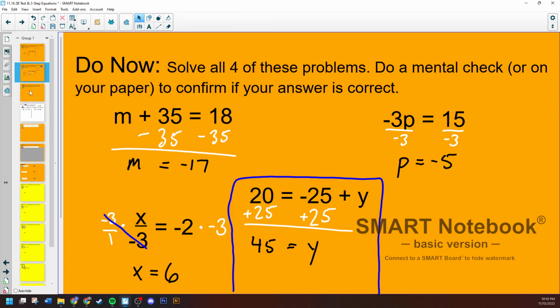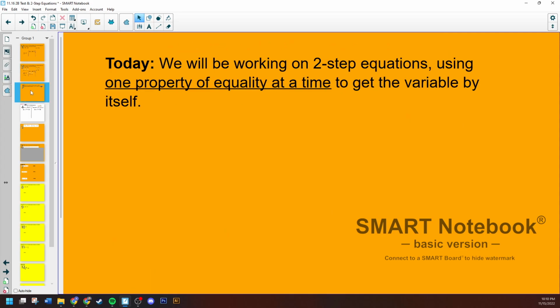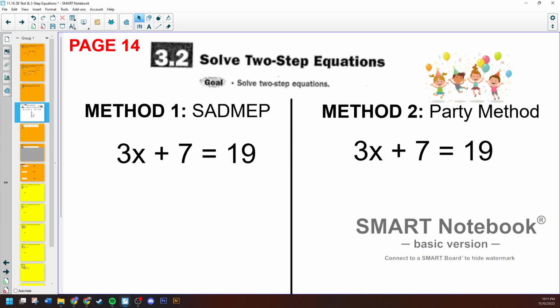So that was practice with one step. What we're going to do in this virtual lesson is work with two-step equations by doing one property of equality at a time to get the variable by itself. Now, the order in which we do this is important. There is a process to make sure we're choosing the right one.